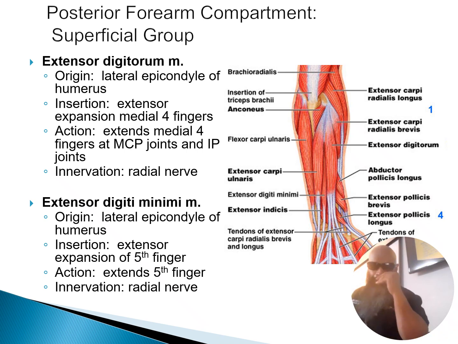Extensor digitorum. Notice here, its function is at the MCP joints, the knuckles. Metacarpophalangeal joints is what MCP stands for. Those are your knuckles, basically the ones you punch with. That's where the action is occurring for the extensor digitorum muscle, okay? It also helps at the PIP joint, the next joint, the proximal interphalangeal joint, so it extends there as well.